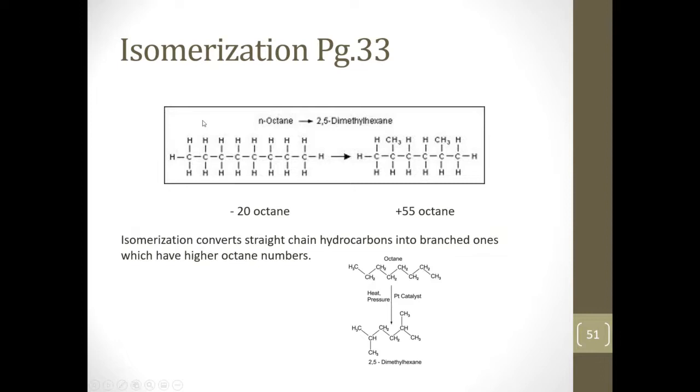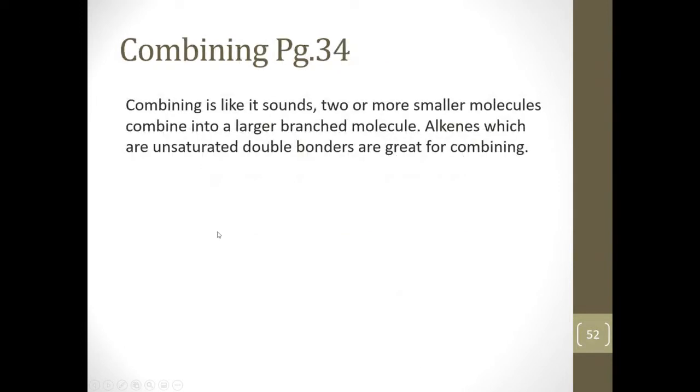So cracking, reforming, the third method is now combining. Combining, just like it sounds: two or more smaller molecules combine into a larger branched molecule. Alkenes, which are unsaturated, work a lot better with this because they're capable of bonding. Saturated hydrocarbons won't react because they don't have any bonds that can be broken. So alkenes, which are unsaturated double bonders, are great for combining.